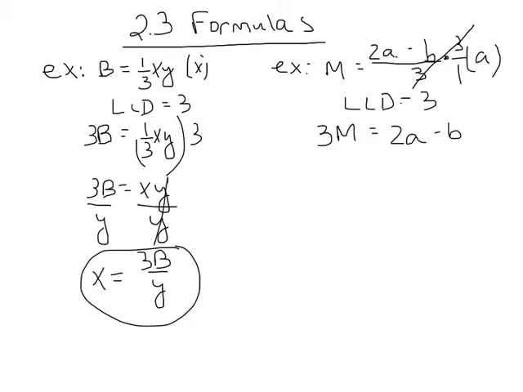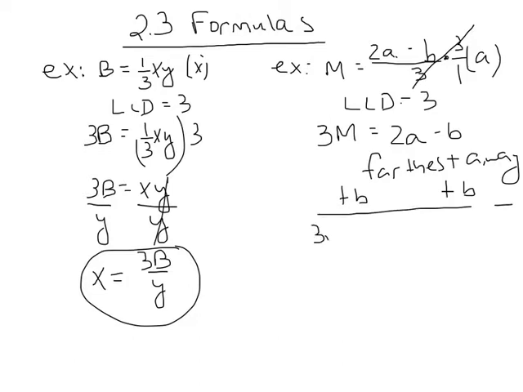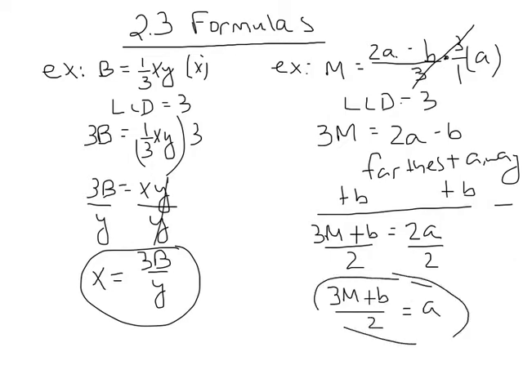Now I'm trying to get a all by itself, and so I have to start by getting rid of the things that are the farthest away from a. And the thing that's the farthest away is b. And so the way I'm going to get rid of b is I'm going to add b to both sides. So I now have 3m plus b equals 2a, and now solving for a just requires dividing by 2. So I have 3m plus b divided by 2 is equal to a.